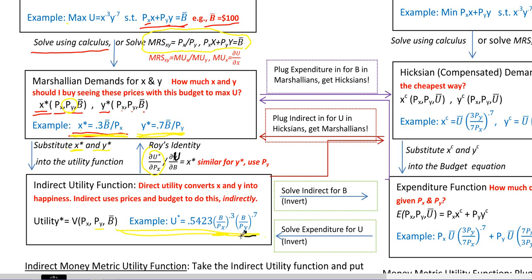So take the derivative of this function with respect to the price of x, then take the derivative of the same function with respect to the budget, take the ratio of those two derivatives, and that will give you back this Marshallian demand for x. And similarly, if you want the Marshallian demand for y, you take the derivative of this indirect utility with respect to the price of y, and then take the ratio of that with the derivative of the utility with respect to the budget. That's called Roy's identity, and that will give you this demand back here.